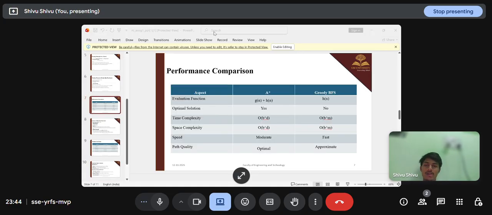So this slide is a performance comparison. In the first row, the first column has the aspects, the next column is the A star algorithm, and next the greedy best first search. In the evaluation function, A star is g of n plus h of n. It means A star uses both the cost so far and the estimated cost to the goal. Here, greedy best first search uses only the heuristic, that is h of n.